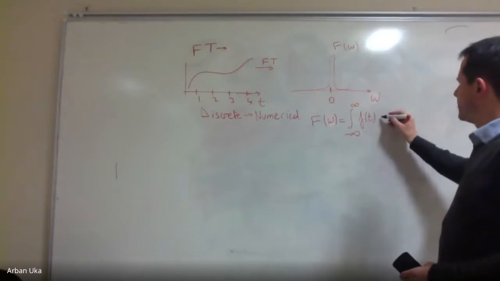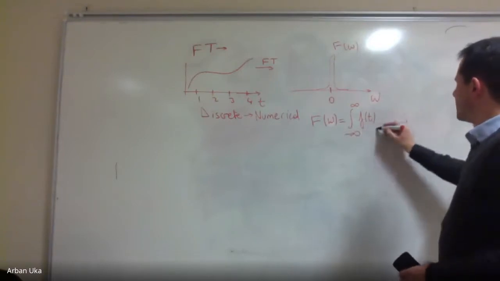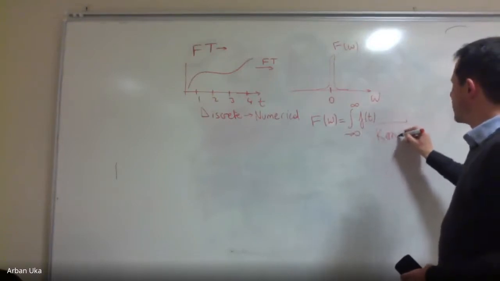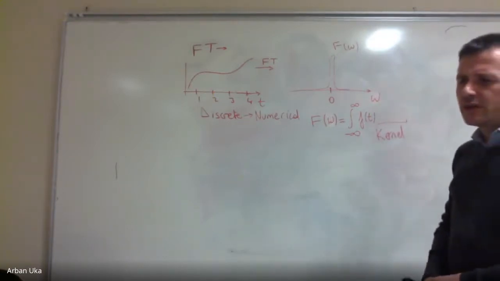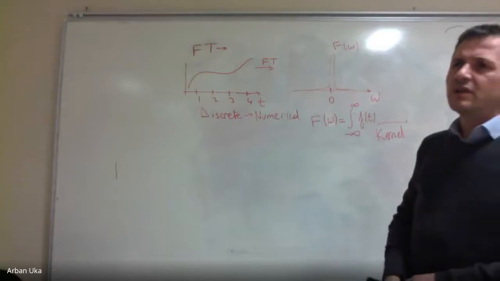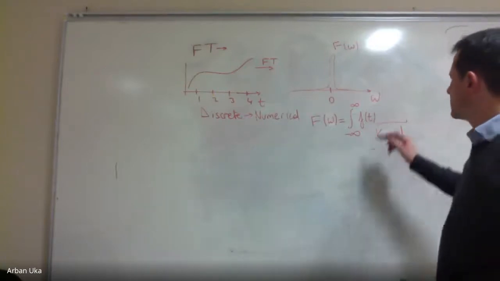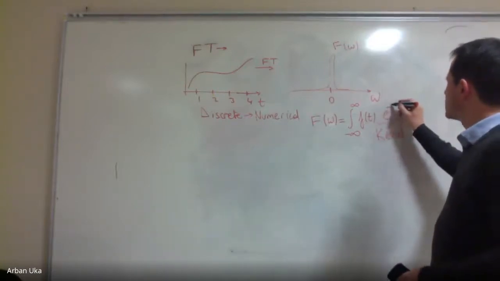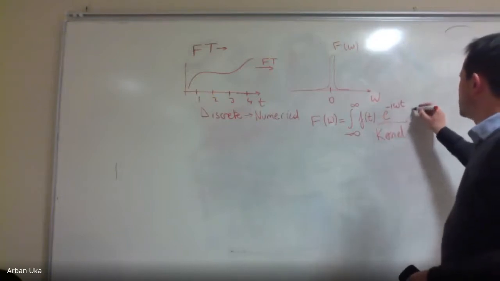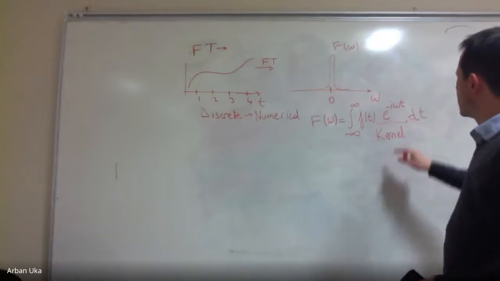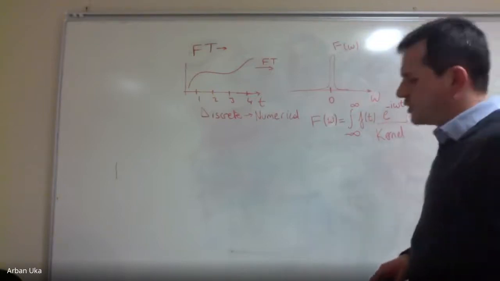This would be f of t times a kernel. So whenever we do a change between domains, we multiply by a kernel. A kernel is a function which links two different domains, and in this case, this is e to the power minus I omega t, okay, times dt. So we integrate over the whole time, but we know the following.